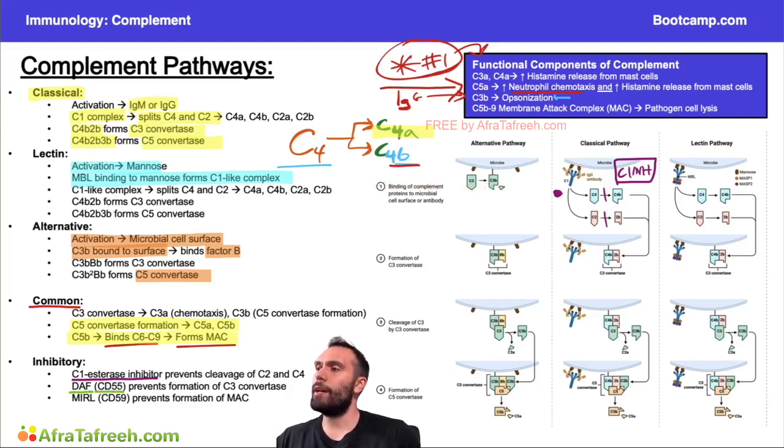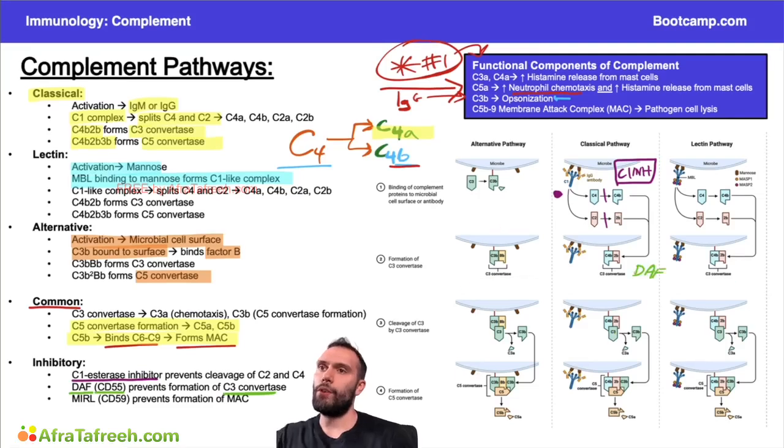All right, the next inhibitor is going to be decay accelerating factor, also known as CD55. And we see a deficiency of this with PNH, paroxysmal nocturnal hemoglobinuria, which we'll talk about in a minute. And this essentially prevents the formation of the C3 convertase. So you can see, where's my C3 convertase? I have them here, right? So decay accelerating factor is going to inhibit this step. It's going to inhibit these two structures coming together to form the C3 convertase.